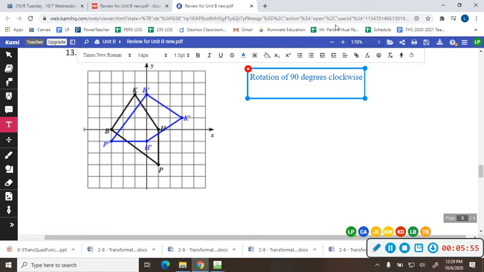Okay, I'm just going to verify that. The point K is (negative 1, 3). And K prime, if I'm rotating, remember those switch signs, or they switch places. And because I went to this quadrant where everything's positive, everything's positive. So let me see if K prime is (3, 1). So I feel pretty confident about my answer.